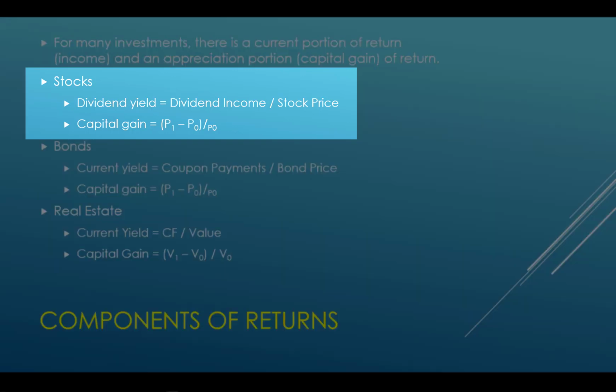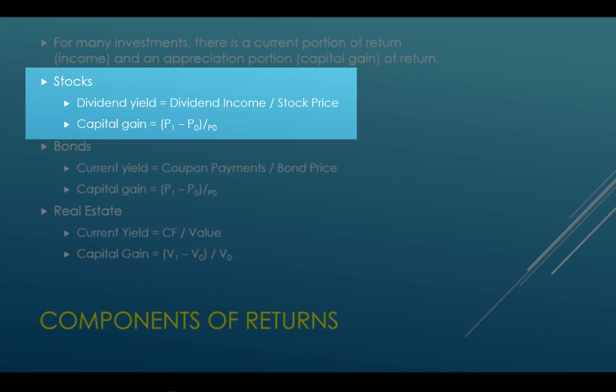With stocks, we would have something called a dividend yield. That's going to be equal to the dividend income that you have over the course of a year. If we divide that by the stock price, we get a yield measure. Alternatively, we can do the capital gain. It's simpler than it looks perhaps. We've got P1 minus P0 all over P0.